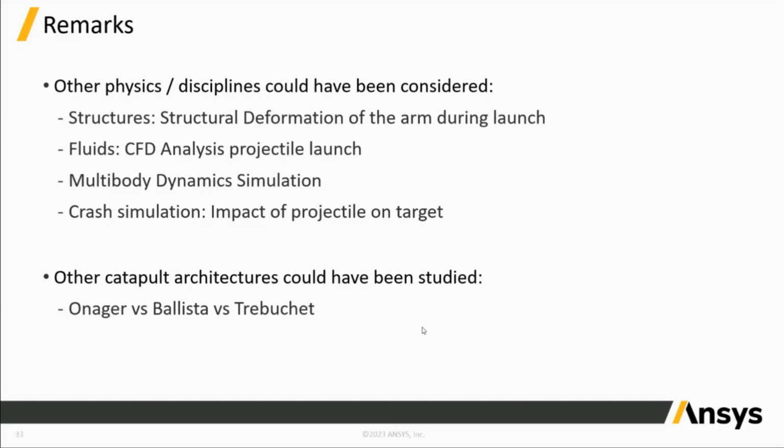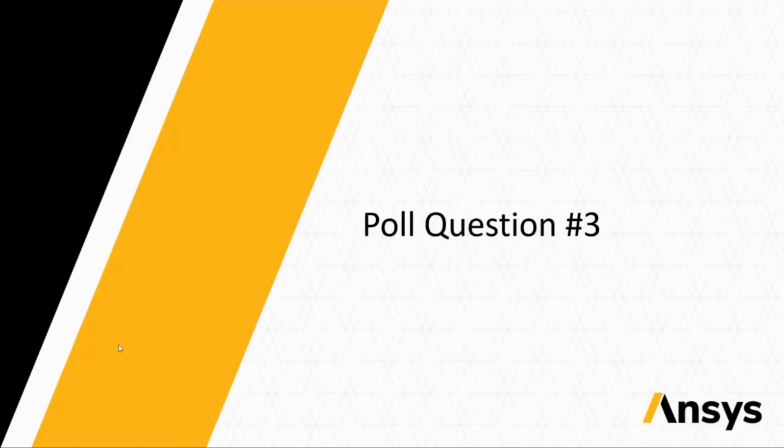Here we are, I think it's an onager that we are considering, but we could have traded between this type of catapults versus a ballista versus a trebuchet, for instance, right? So I hope that you liked the demos, right? It went, I think, quite well.